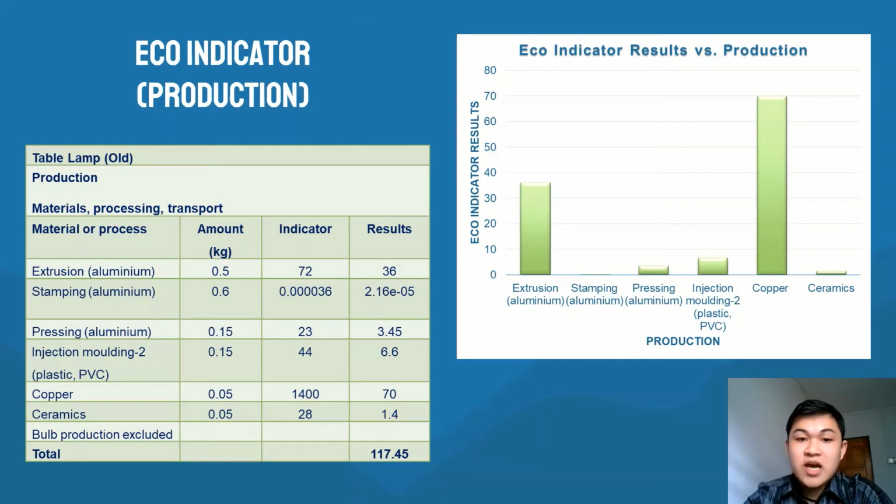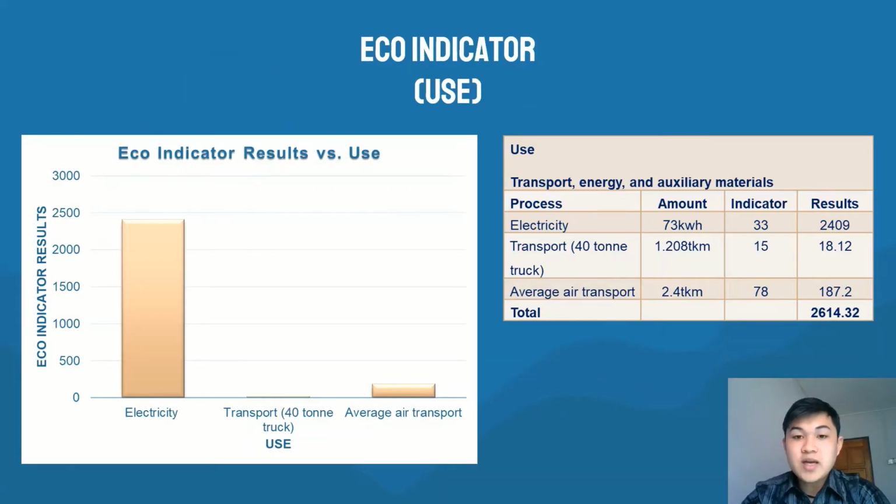The next analysis is the eco-indicator. For production, the highest impact is the usage of copper for the electrical connection, which is followed by the extrusion process for the aluminium. For the usage of the table lamp, electricity recorded the highest impact due to the utilization of an electricity-demanding halogen bulb rather than a CFL or LED bulb, which is more energy efficient.